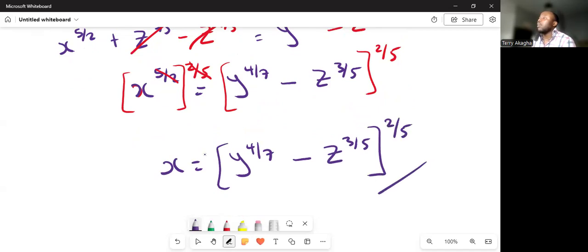2 over 5. And that will be the answer for that. Okay, so that is how easy it is to solve. Please go to the worksheet and solve as many questions as you can, so that you can solidify the concept you've learned here already, basically.